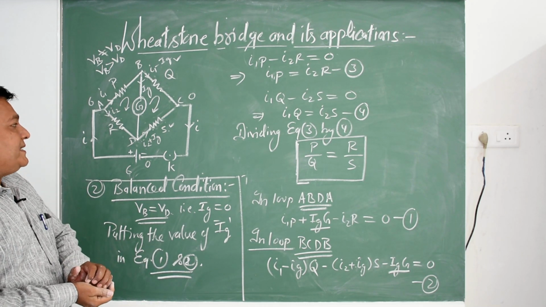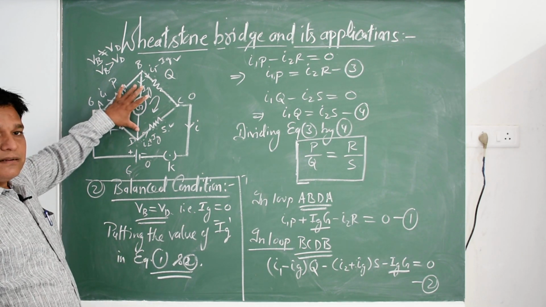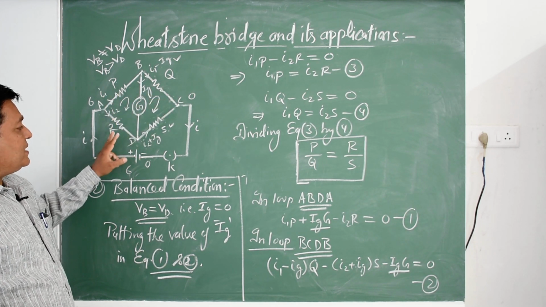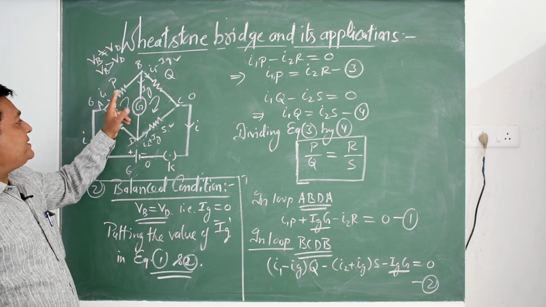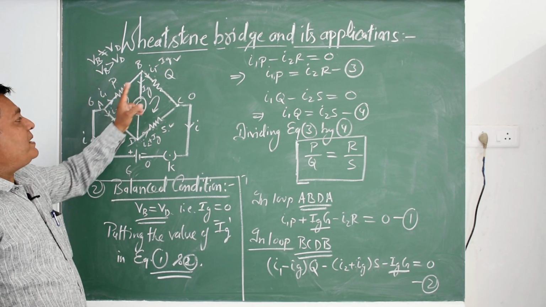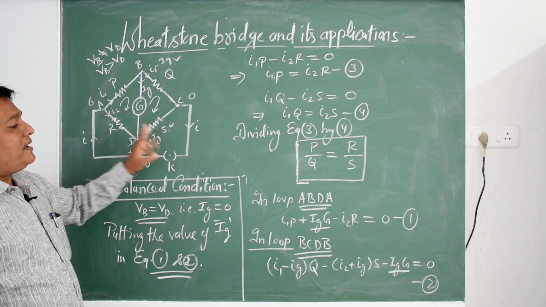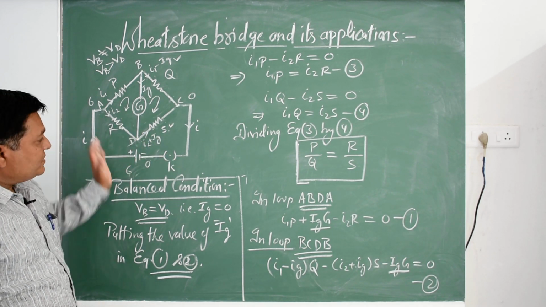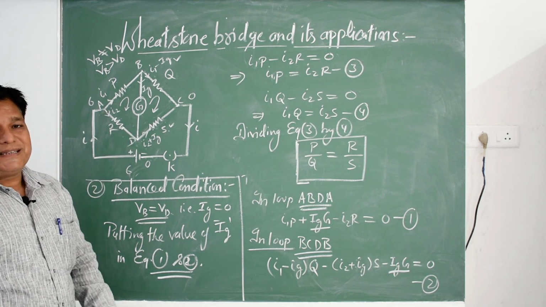Wheatstone bridge says that in balance condition, the ratio of these two resistances is proportional to the ratio of these two resistances. If balance condition is there, then P by Q is equal to R by S. This is only the principle of Wheatstone bridge. So by using this principle, we can solve the circuits also.